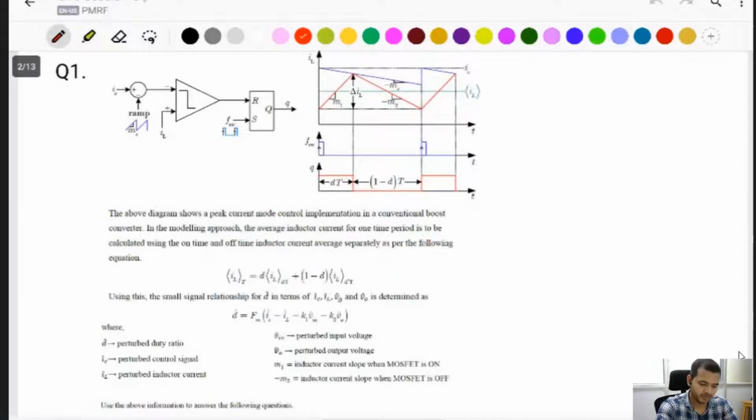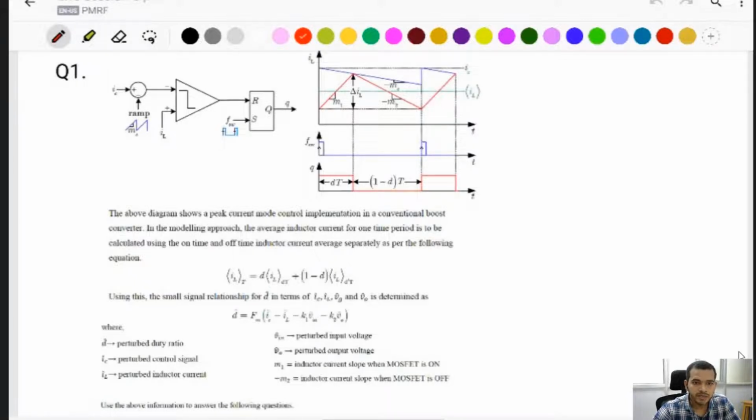Question number one is related to questions 1, 2, 3. Here is the given switching waveform, and given IL, the inductor current, and IC, the controlling current.